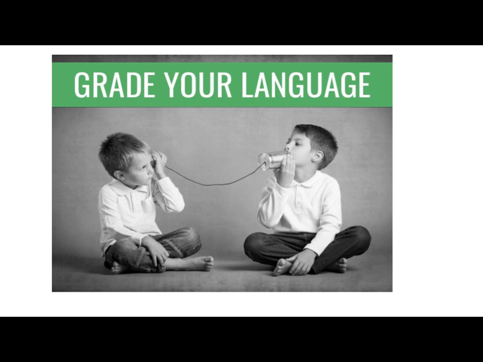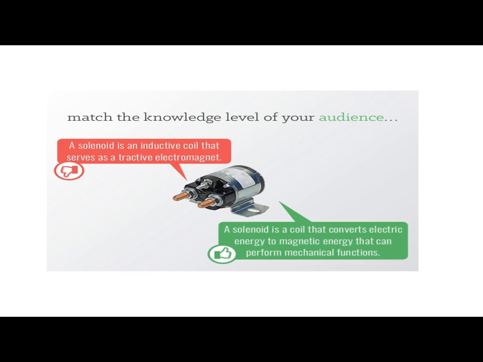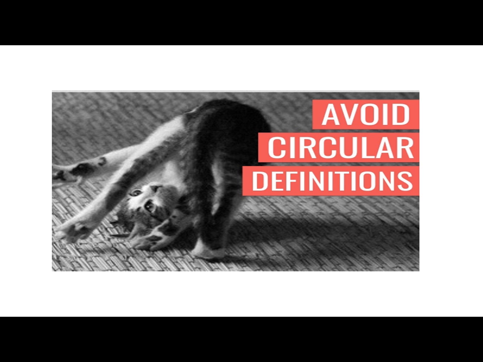Next step, grade your language. Example, match the knowledge level of your audience. The given picture is a solenoid. It's a coil that converts electric energy to magnetic energy that can perform mechanical functions.